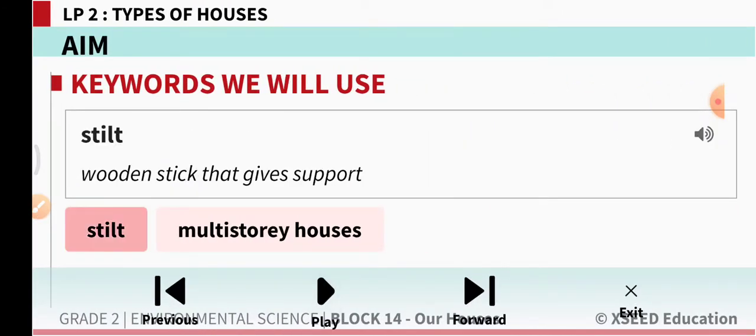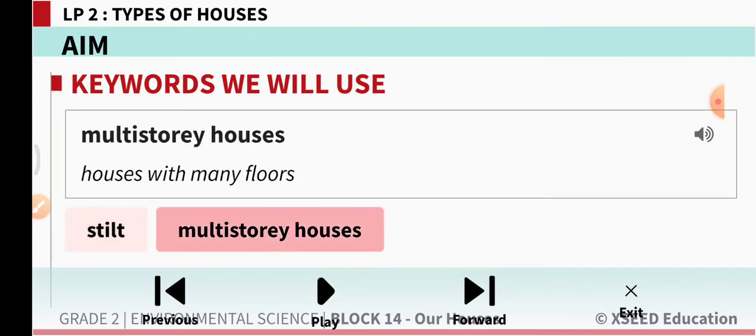What's the meaning of a stilt? A wooden stick that gives support. Multi-story houses: houses with many floors.